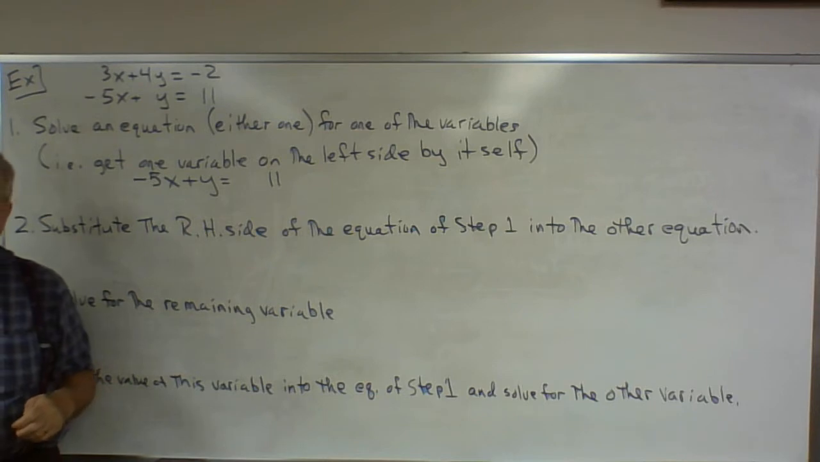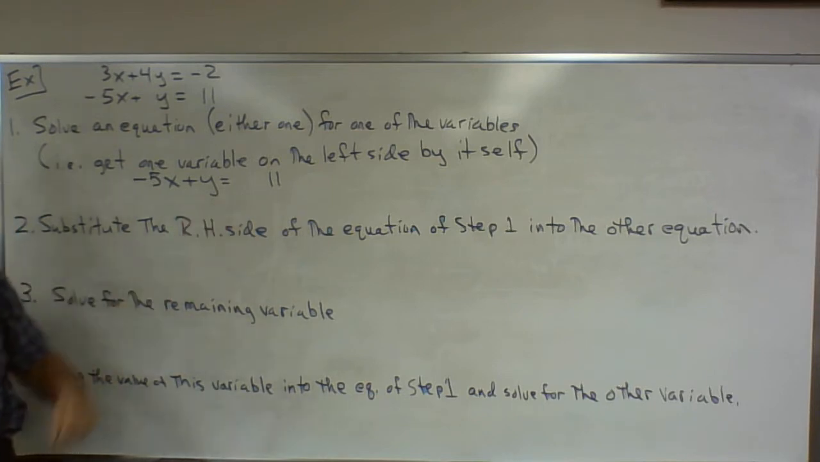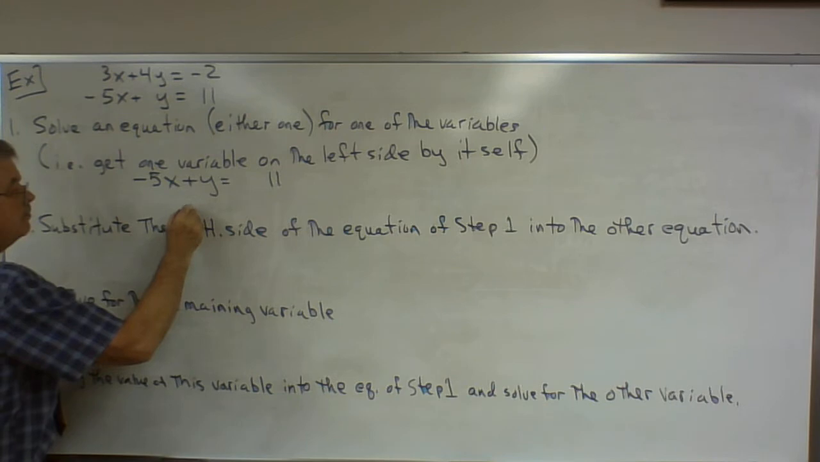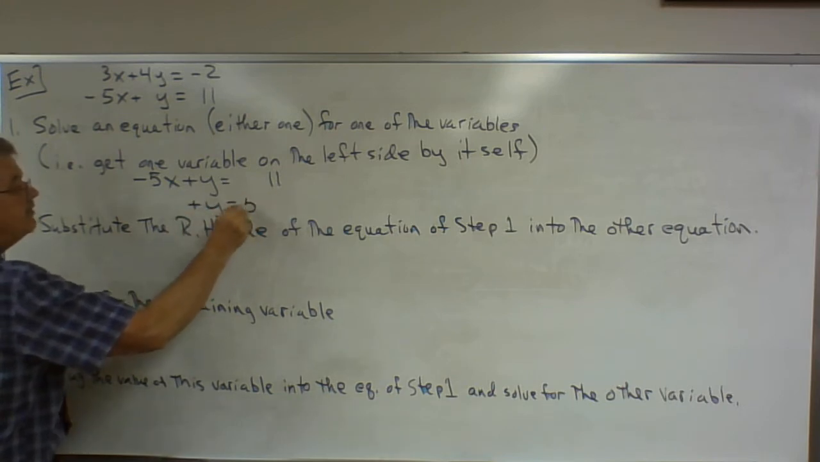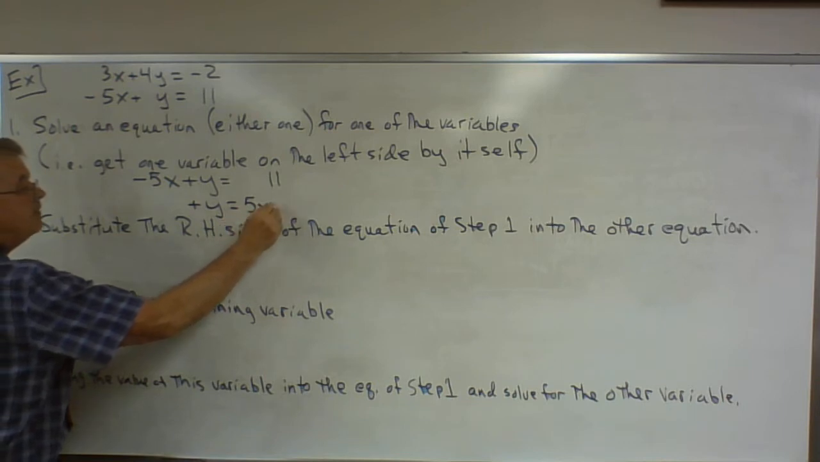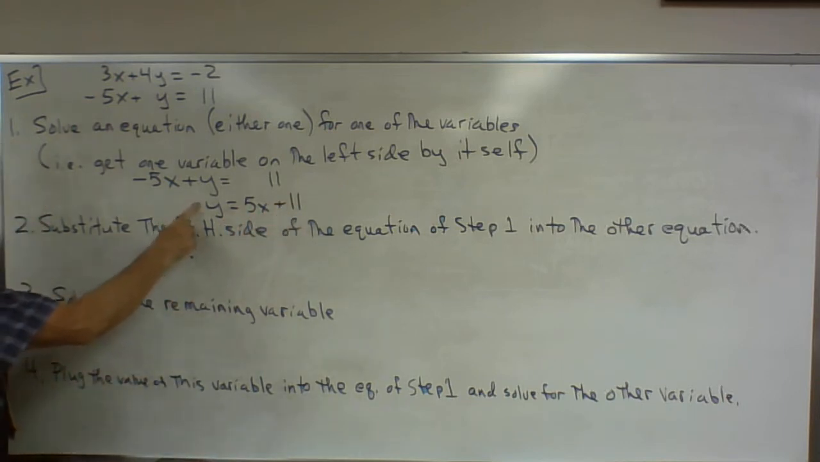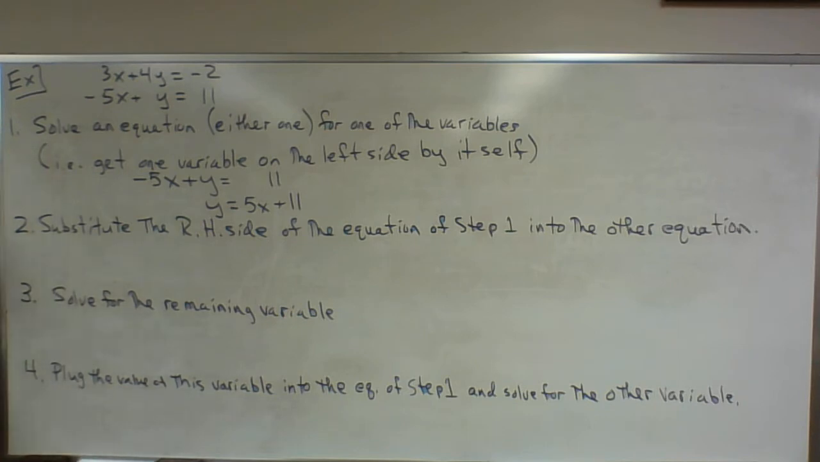And how am I going to do that? I'm going to add 5x to both sides. I add 5x to this side, and that gives me 0x plus y. I add 5x to this side, that gives me 5x plus 11. And bingo, I got y on the left-hand side by itself.